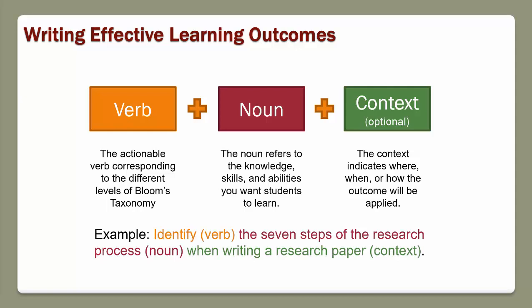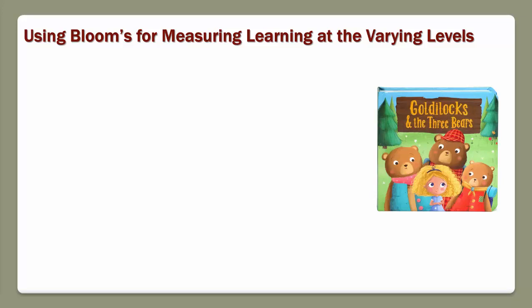I've provided you an example here, which is to identify, which is the verb, the 7 steps of the research process, which is your noun, and then when writing a research paper, which is your context. So if you put that together, identify the 7 steps of the research process when writing a research paper, that is a very clear learning outcome, and it has all the parts of what you need when you're creating a learning outcome.